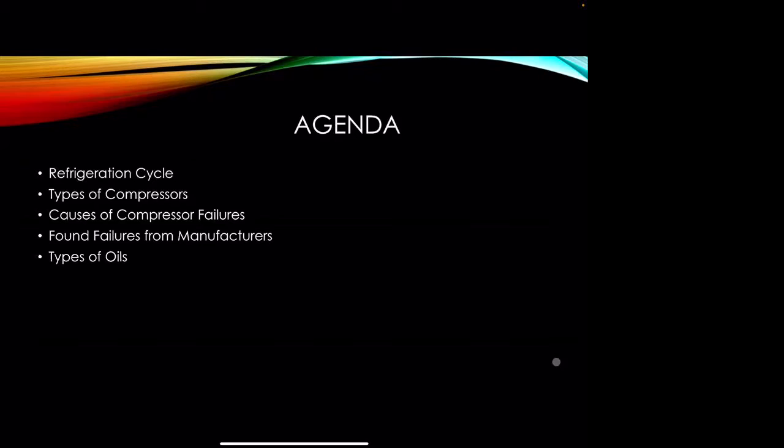The different types of oils that used to be used, oils that are used now, and oils that may be used in the very, very near future. We're going to talk about some troubleshooting, some questions, some things that we want to look at. And then prevention. How do we stop these things from happening? Or what do we look for to prevent these things from happening?